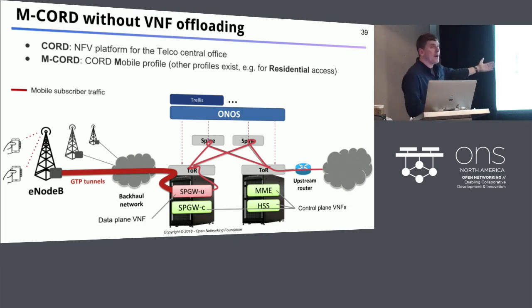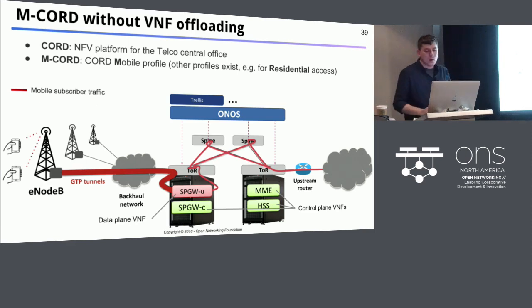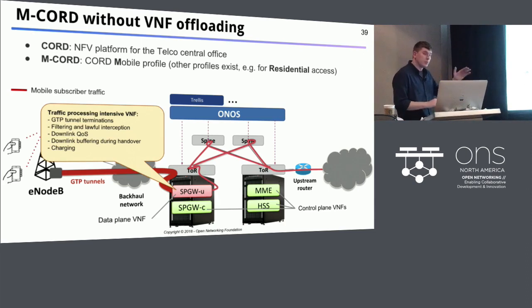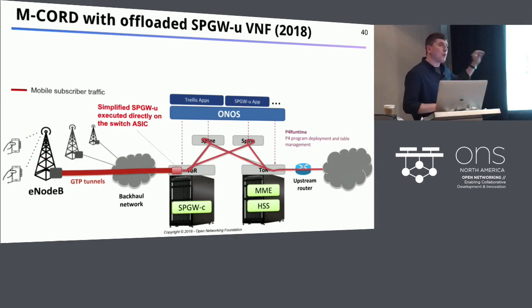Then we have the serving and packet gateway, which in this case is already disaggregated into a control plane and user plane, where the serving and packet gateway user plane is the element that performs the most traffic-processing-intensive functions, like GTP tunnel termination, filtering and lawful interception, QoS, buffering, or counting packets for billing purposes. So what we did, we started from an architecture like this, and we moved the SP gateway user plane implementation from the servers to the switch using P4.